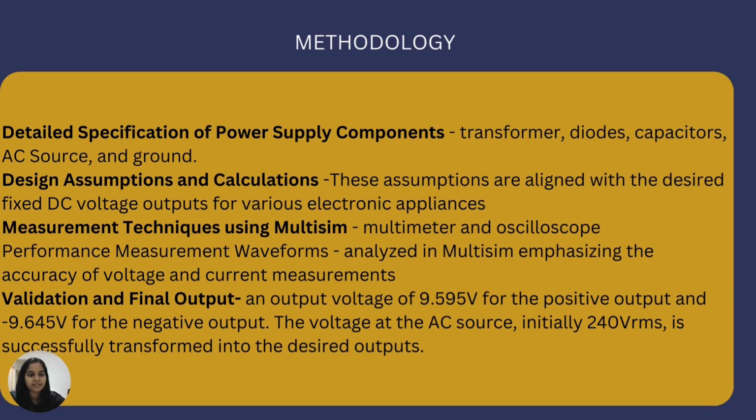The fourth one is validation and final output. An output voltage of 9.595 volts for the positive output and negative 9.645 volts for the negative output. The voltage at the AC source, initially 240 VRMS, is successfully transformed into the desired output.